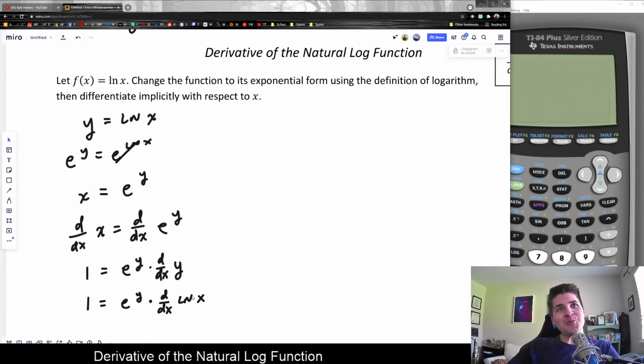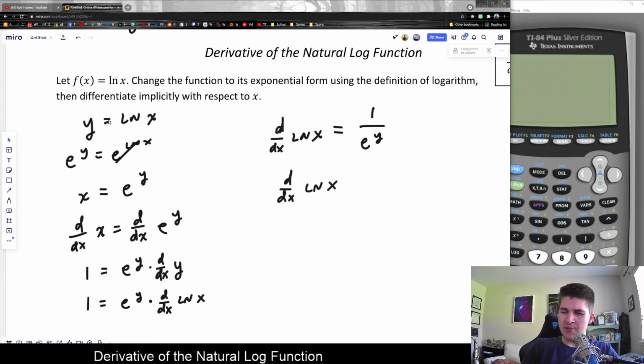But notice, why am I doing all this and why does this help me? Notice what appears here is the derivative of ln x. This is actually exactly what I'm trying to figure out. And in this equation, if I were to divide both sides by e to the y, this would leave me with 1 divided by e to the y. And notice that e to the y is equal to x by definition based on our original function. So making that change, the derivative of the natural log of x is equal to 1 divided by x.